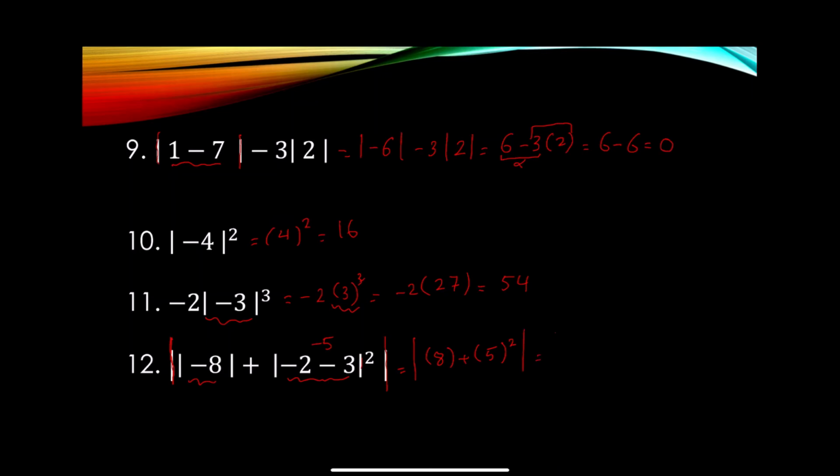I'll continue. The absolute value of 8 plus 5 squared, which is equal to 25. And 8 plus 25 is equal to 33. What's the absolute value of 33? It's 33.